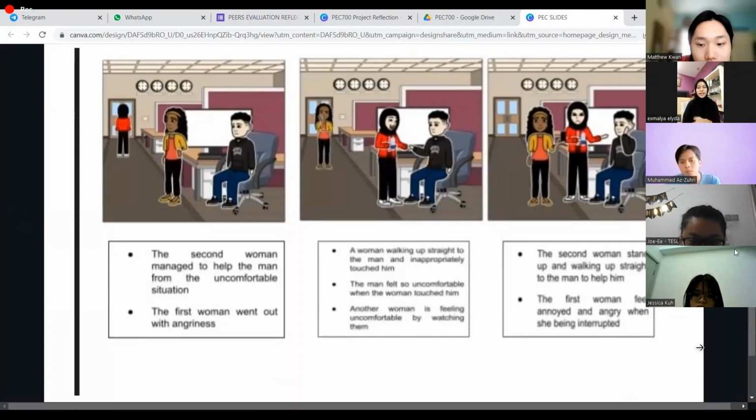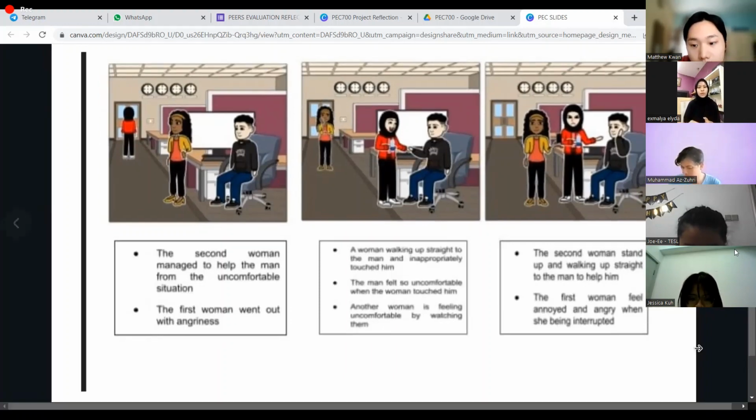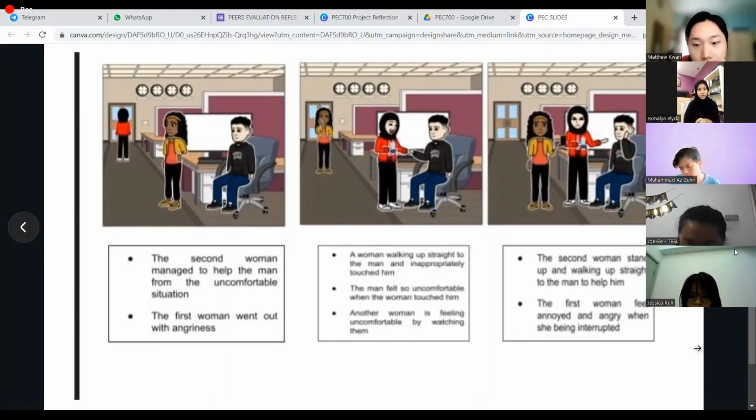Alright, so this is the next scene, which happens in an office, where a girl touches a guy inappropriately, and a woman also stands up and helps the guy. So there are a few points that we put in our storyboard, based on the scene that we created for the video.